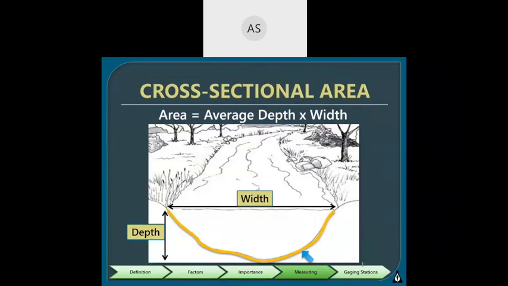All right, in this illustration, we see that we have a width and then also the depth. And we don't just take one depth because the stream bottom is not uniform. It's not straight all the way across. So we take depth measurements at increments all the way across the stream, and then we find an average.